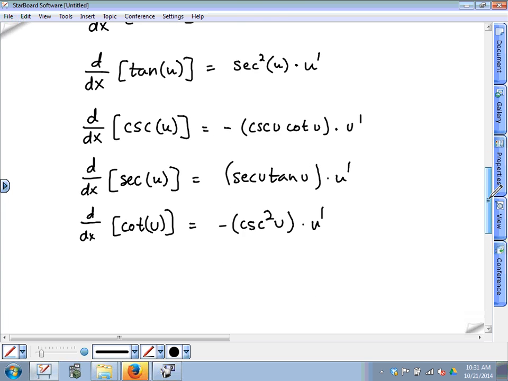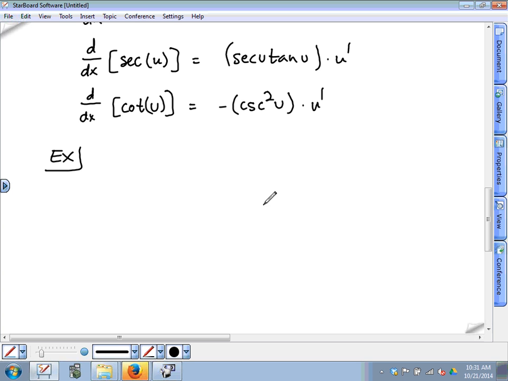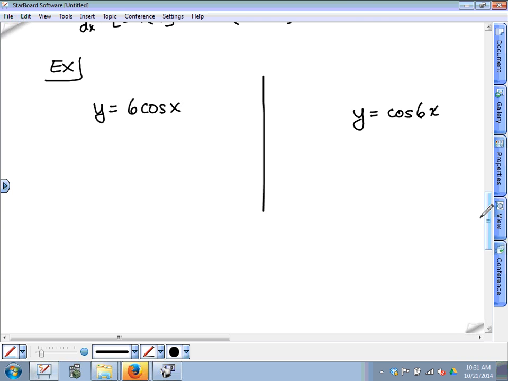Just a couple of quick trig problems and we're out of here. Now I'm actually going to give you a problem that you had on your test. This was a problem you had on your test. I want to compare that to this problem that we're going to do over here. 6 times the cosine of x as opposed to cosine of 6x.